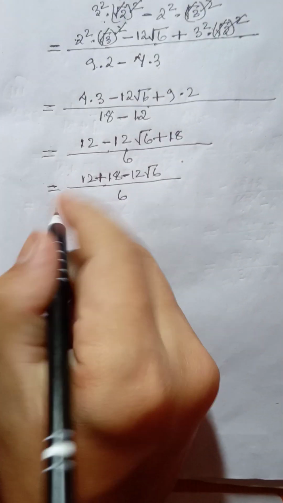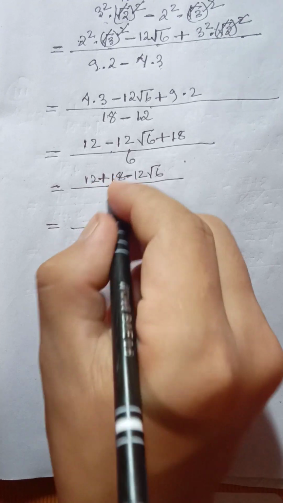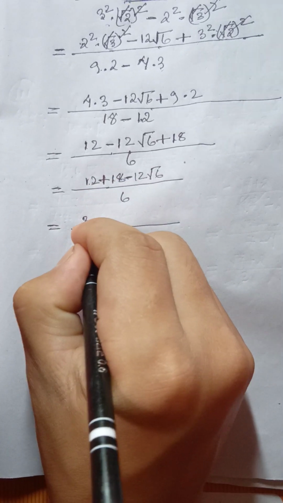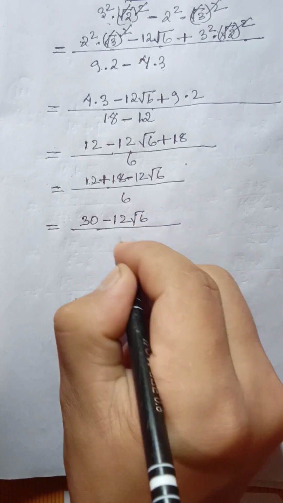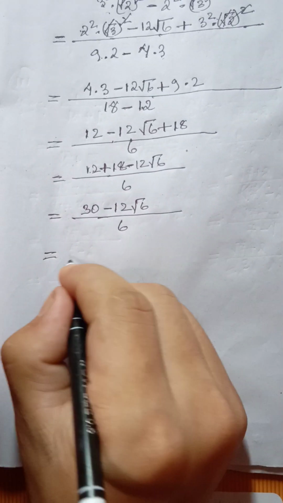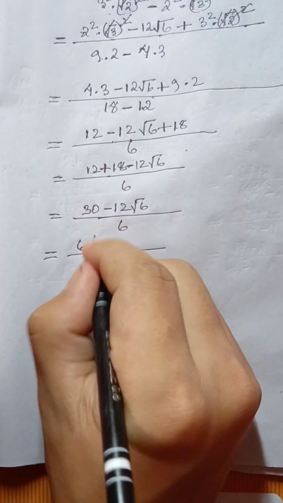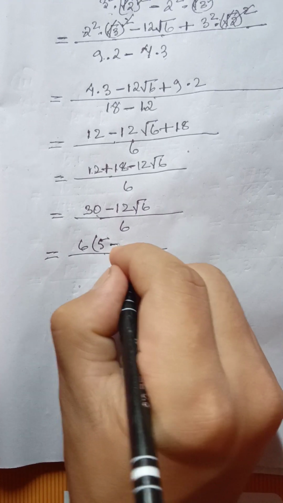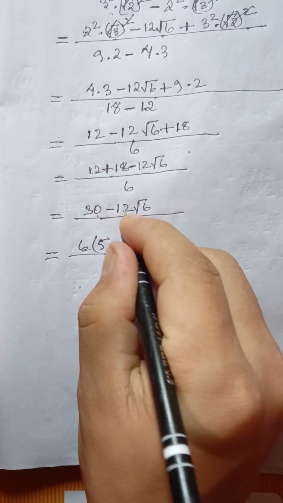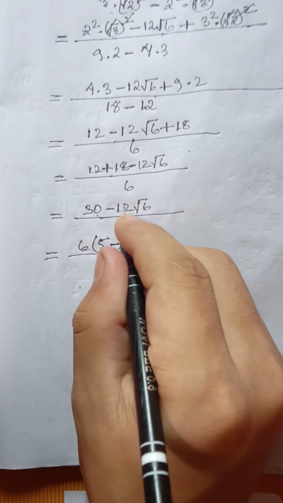If you add this, how much will it be? It will be 30 minus 12 root 6 divided by 6. Okay, let us take common 6. 6 times 5 that will give you 30 minus. Let us keep minus here. 6 times 2 that will give you 12 and root 6. Okay, that will give you 12 root 6.